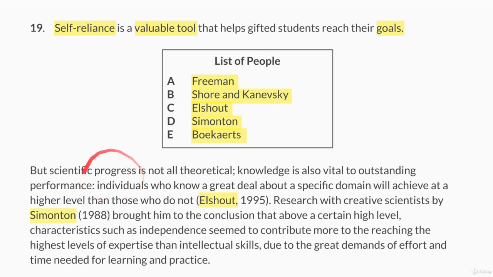So what we would do at this point is scan this sentence to look for the keywords from the questions. For example, with question number 19, we would look for keywords like self-reliance, valuable tool, goals. So let's go ahead and scan this sentence for these keywords.